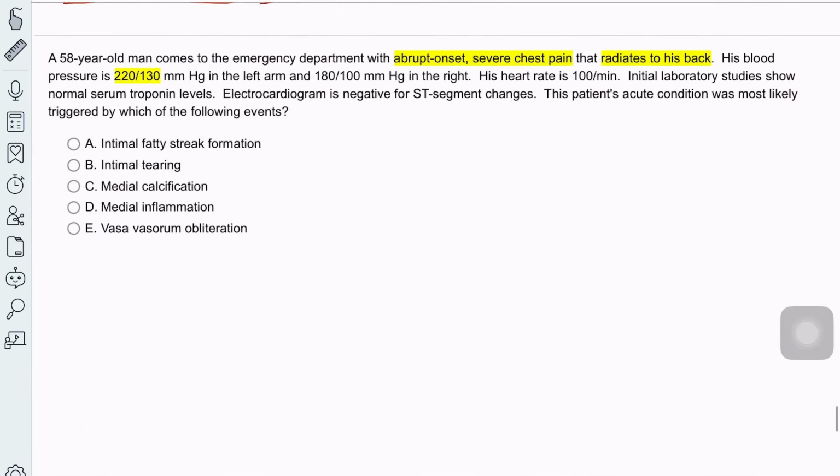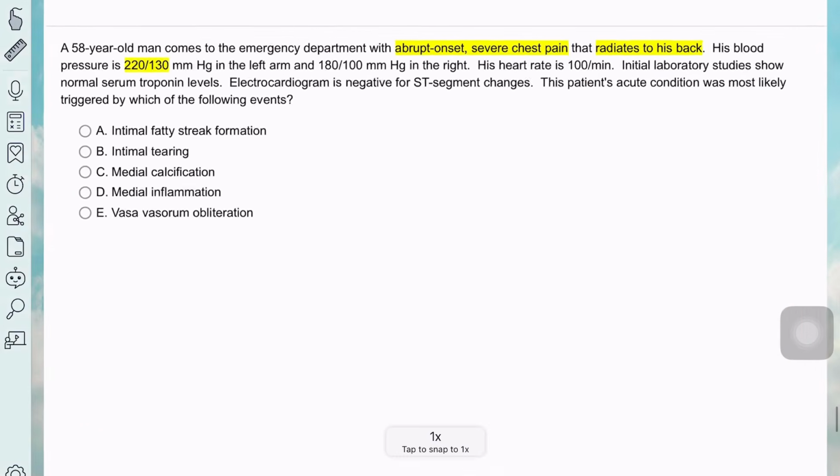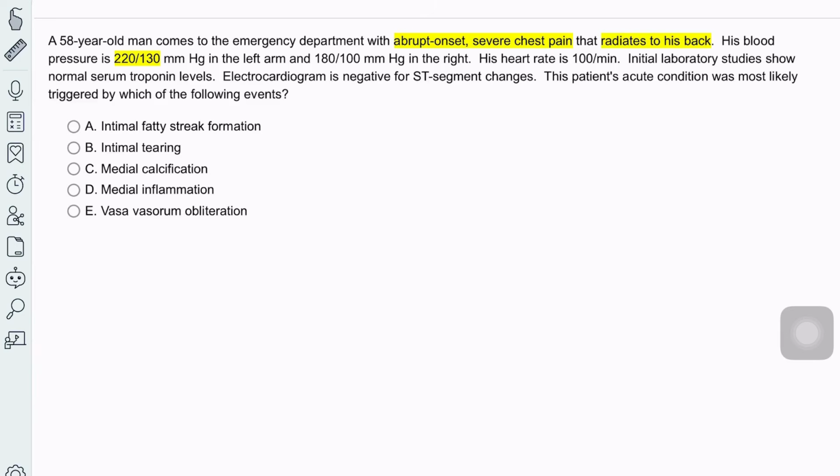Next question. A 58-year-old man comes to the emergency department with abrupt onset severe chest pain that radiates to his back. His blood pressure is 220 by 130 mm of mercury in the left arm and 180 by 100 in the right arm. His heart rate is 100 per minute. Initial laboratory study showed normal serum troponin level. ECG is negative for ST segment changes. This patient's acute condition was most likely triggered by which of the following events?